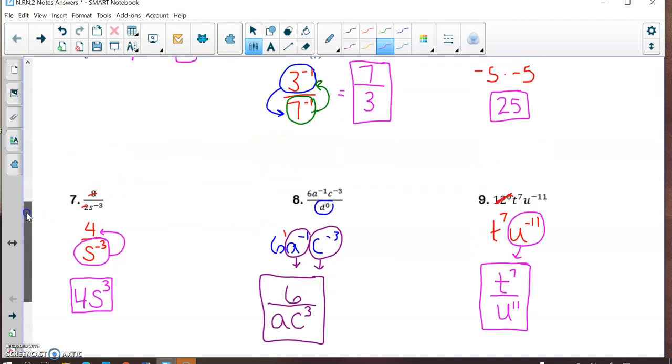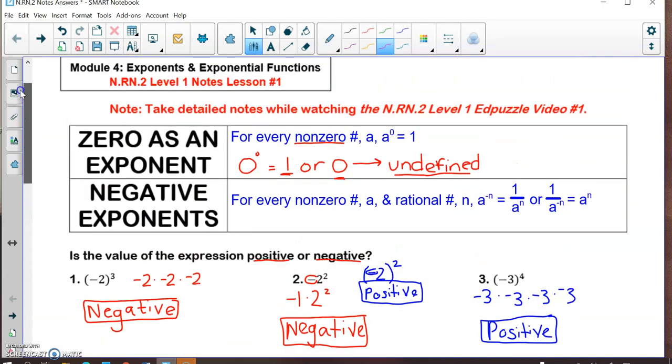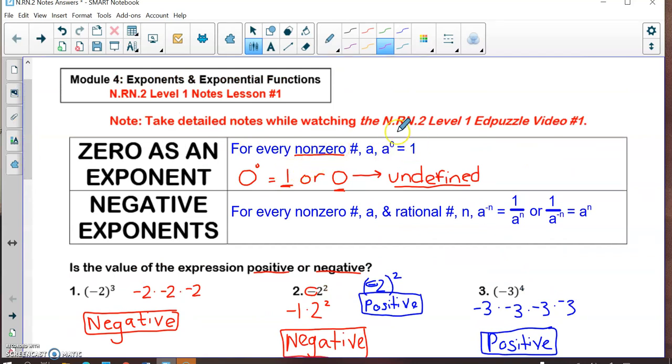All right, and that is your first lesson. Remember, an exponent of 0 gives you a value of 1, and then a negative exponent either brings it into the denominator, or if it's in the denominator, it will move it up into the numerator. Move on to lesson number 2 now.